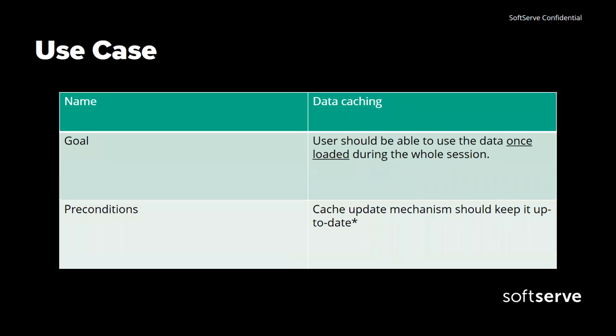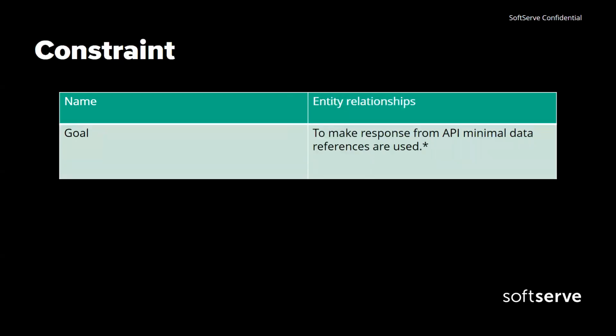So here's our use case. As a real user, I want everything to be cached and cache must be up to date. It's a really rare case when a user says something like this. However, caching is often used in real projects. The asterisk near the up-to-date word says that we're not going to describe the cache update mechanism in detail in this presentation. We just believe that there is some mechanism.